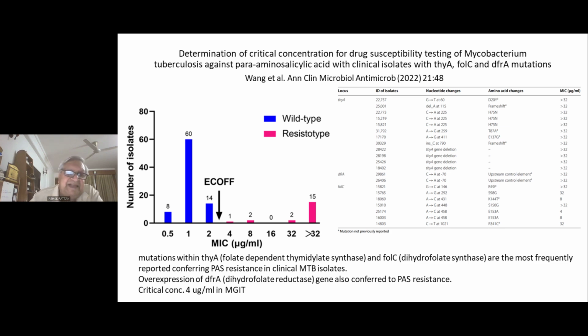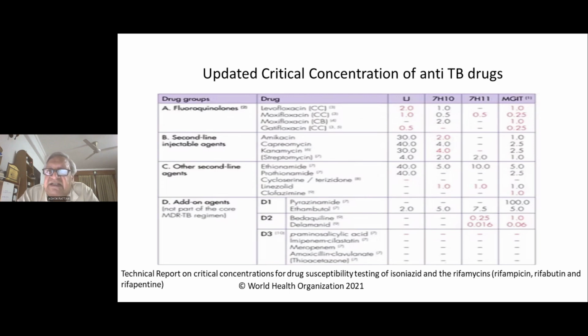everything is resistant. This differentiates resistant bacteria from sensitive bacteria, and that is the critical concentration. So for all the drugs, critical concentrations have been defined, and it can be done either in LJ or in 7H10 agar or 7H11, but preferably it is done in MGIT tubes.